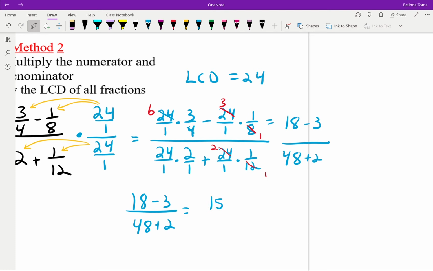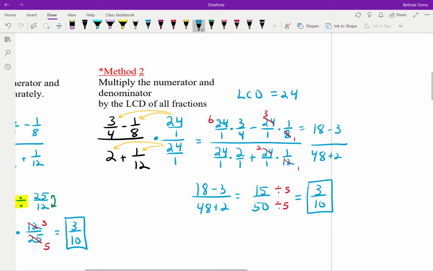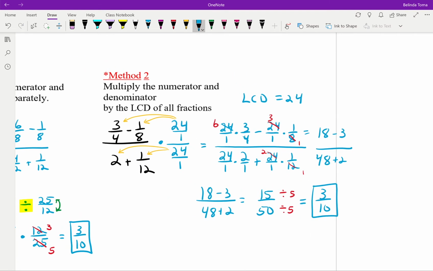That gives me 15 over 50, and now I can reduce because both of them have a common factor of 5. If I divide by 5 for the numerator and the denominator, I get the same answer as 3 over 10, which I got for the first method. Now this second method may look a little bit more complicated, but once you get used to it, it actually has a lot of benefits.